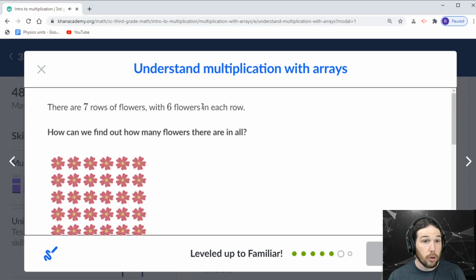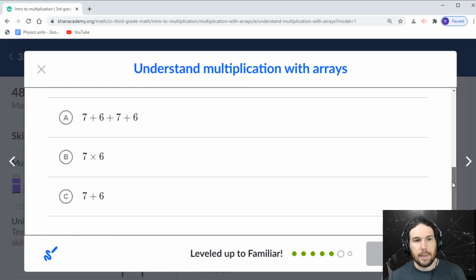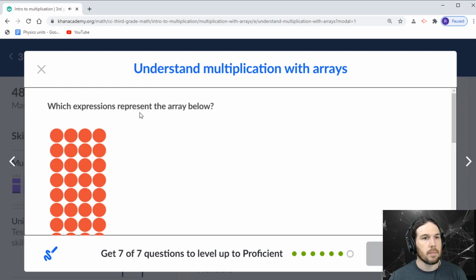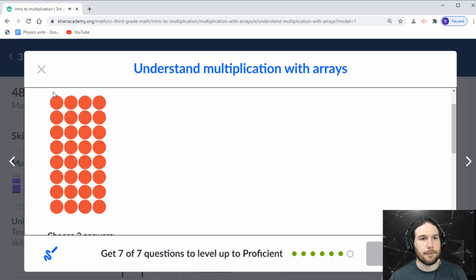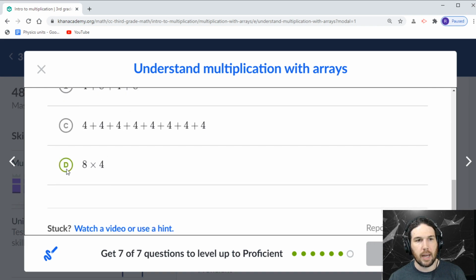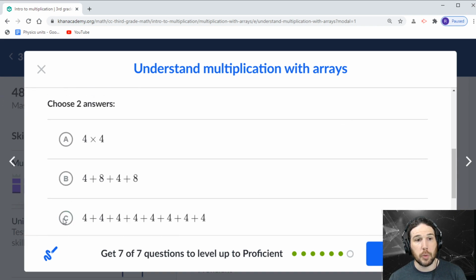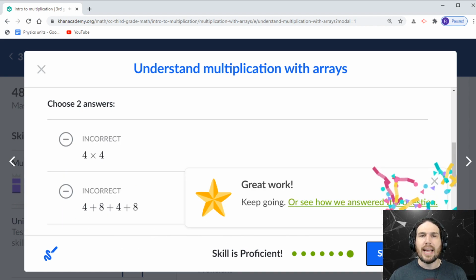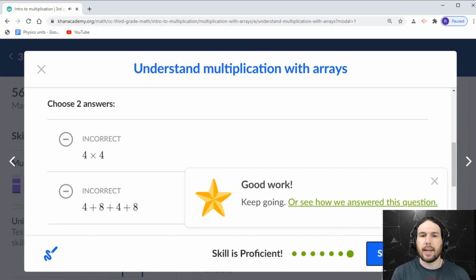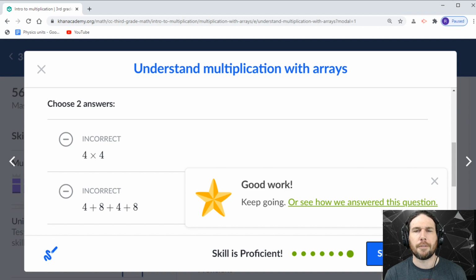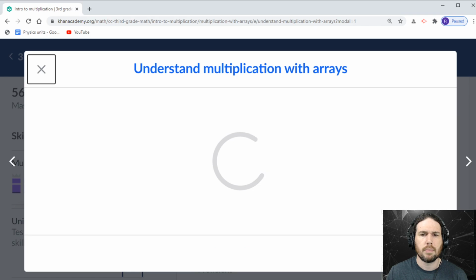7 rows with 6 flowers in each row. That would be 7 times 6. And then this array is 4 columns with, it looks like 8 rows. So that would be 4 times 8. But it says choose 2 answers. I bet this one, 1, 2, 3, 4, 5, 6, 7, 8 is correct. And do you see how with a small nudge, Khan Academy got me to double check and make sure I had the right number of answers without penalizing me for not getting it perfect the first time? I really respect that out of Khan Academy. Well done.